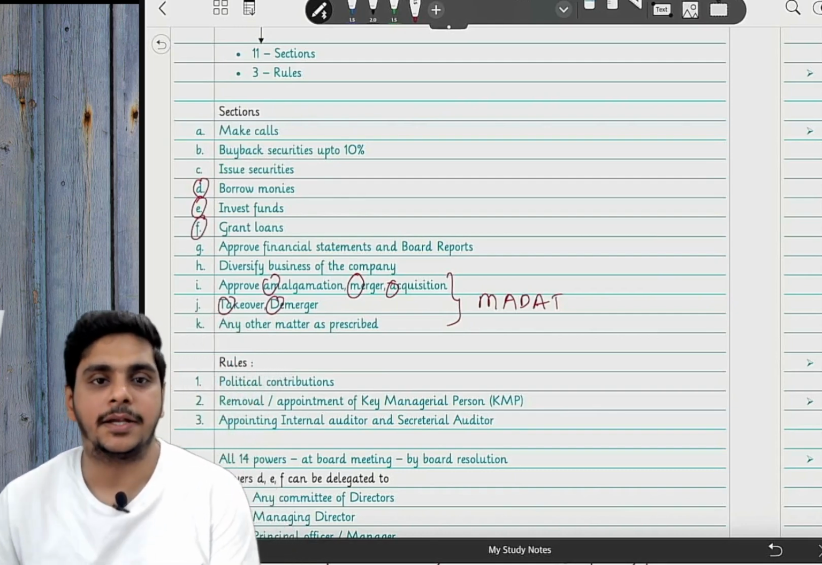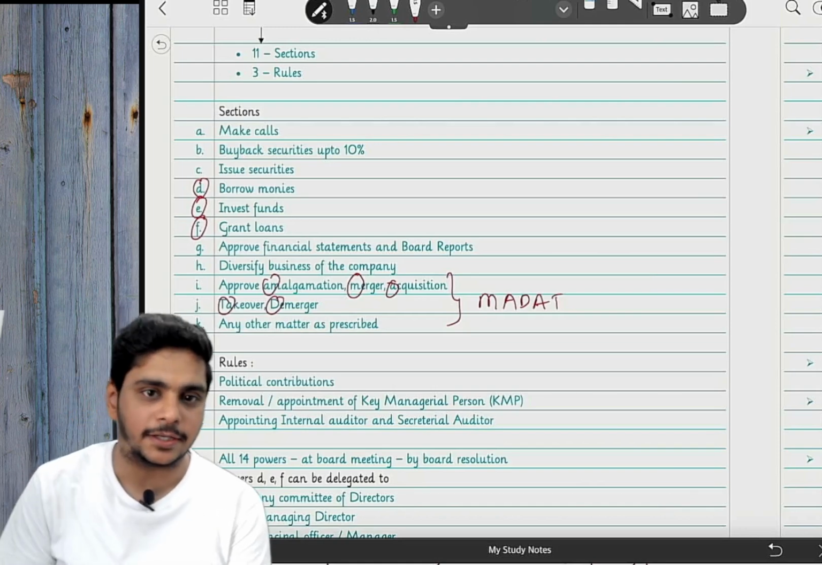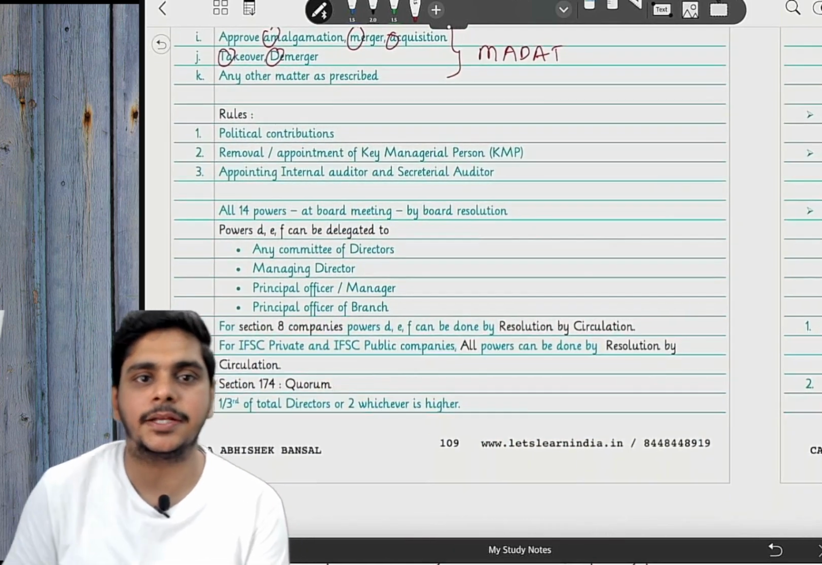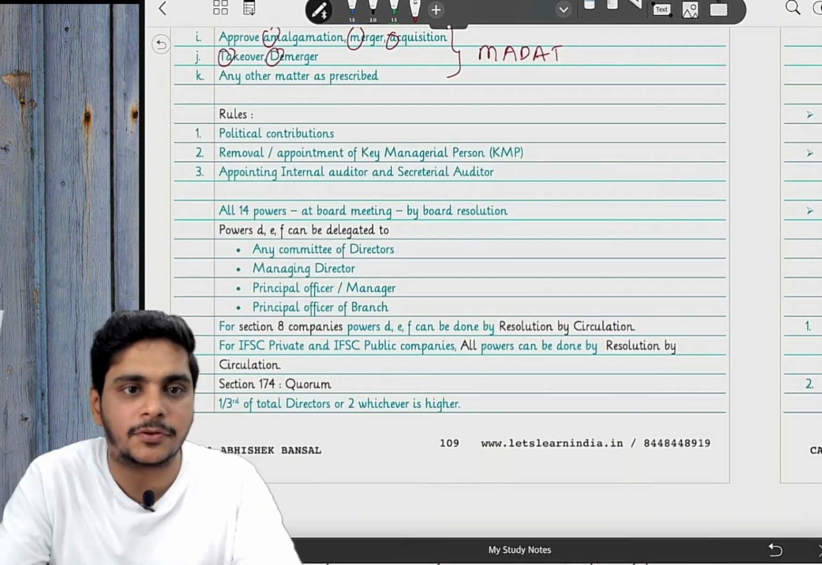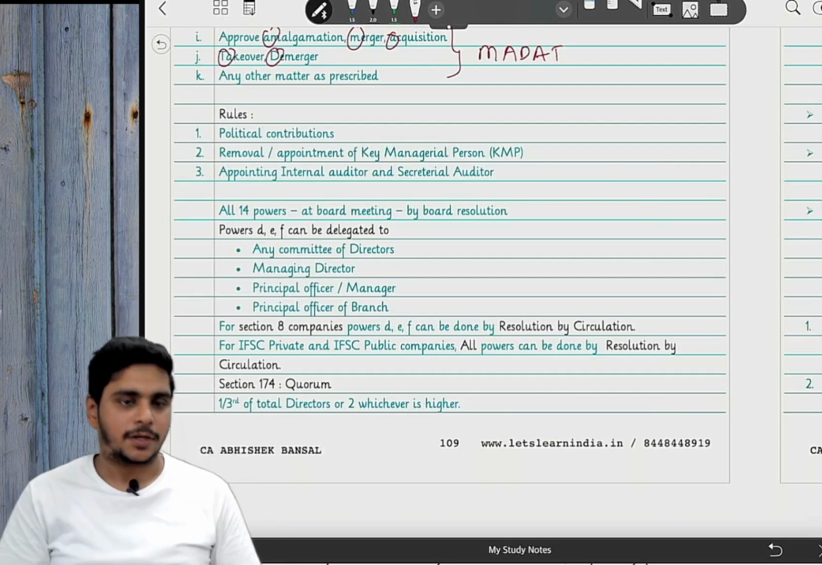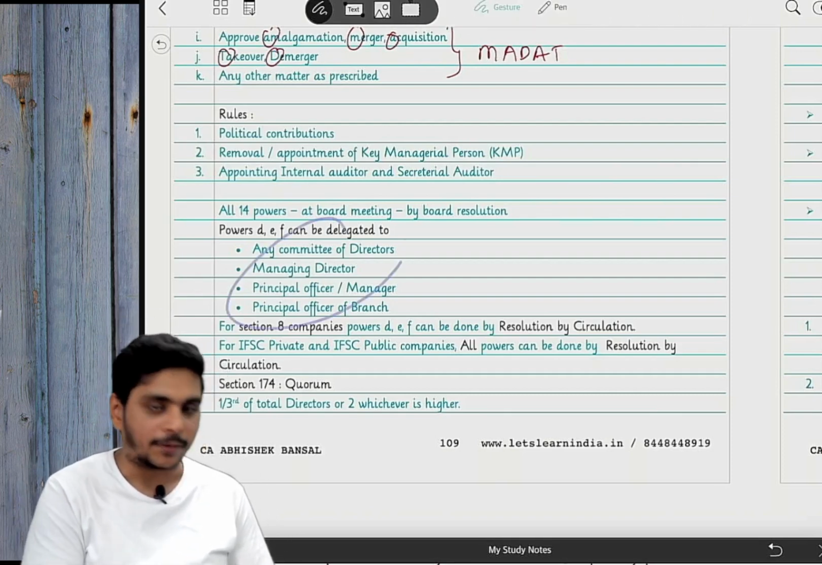Borrow, invest, grant. These powers can be delegated. Delegate means you can transfer it. You can transfer it to these people, 4 people.